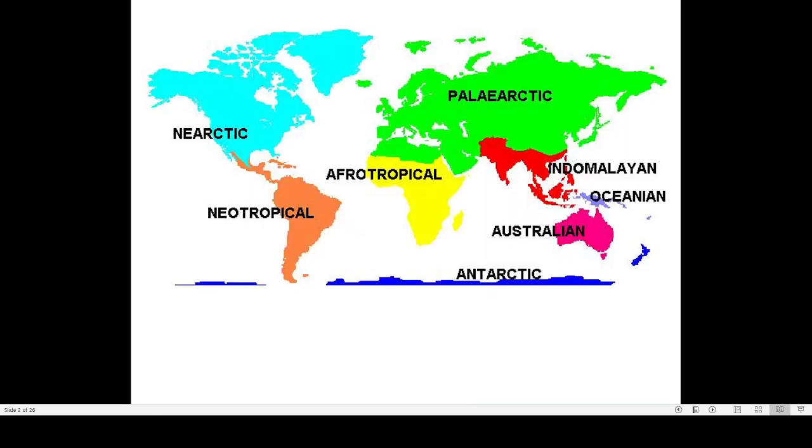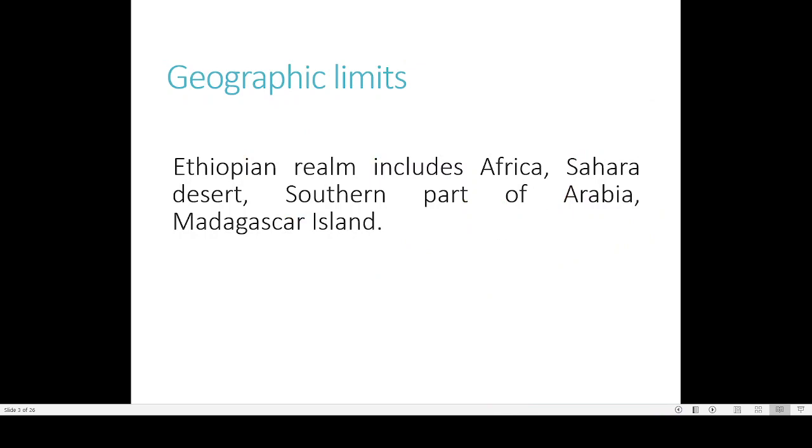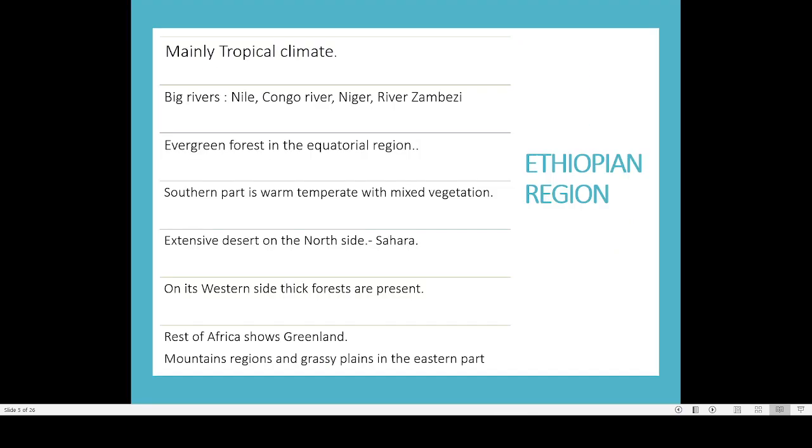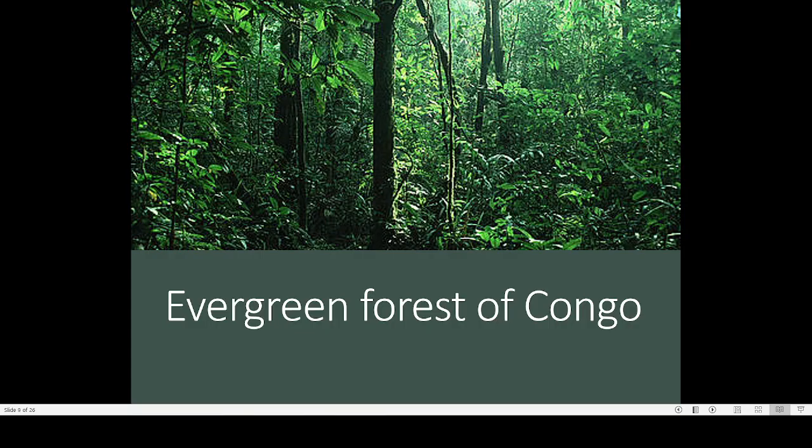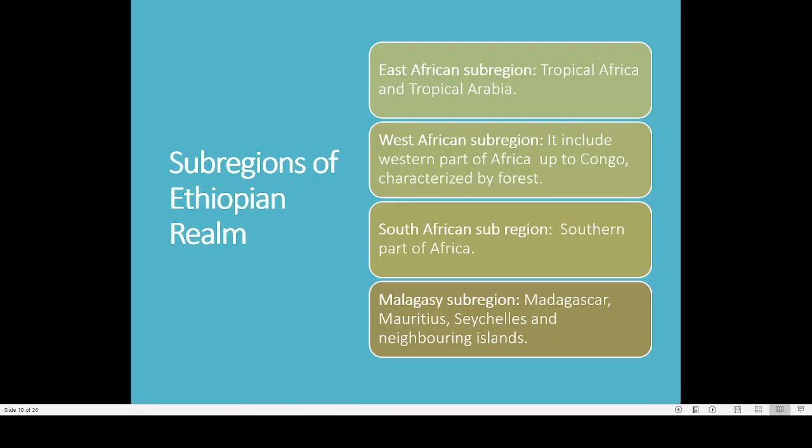So we have been discussing the geographical limits of the Ethiopian realm. Then we also saw the physical features of the Ethiopian realm. Now, what remains is the sub-regions of the Ethiopian realm. Here you can find the major sub-regions of the Ethiopian realm. One is the East African sub-region.